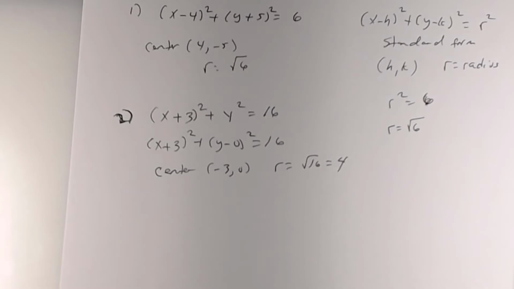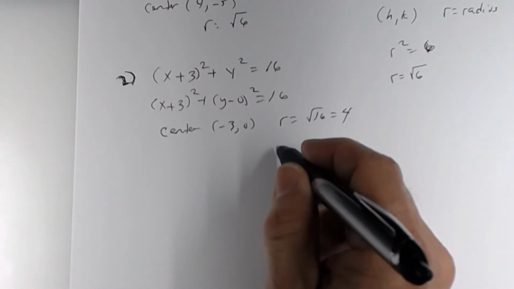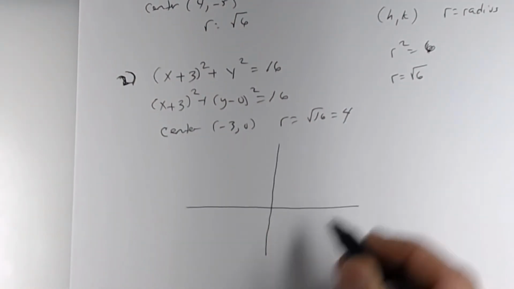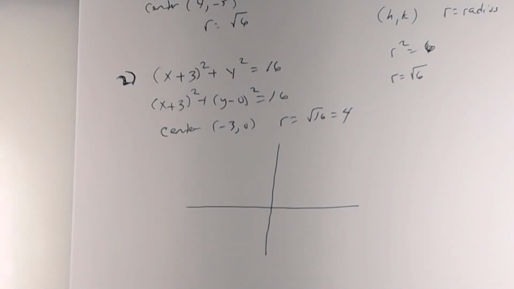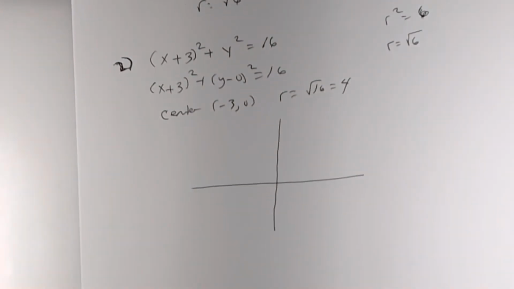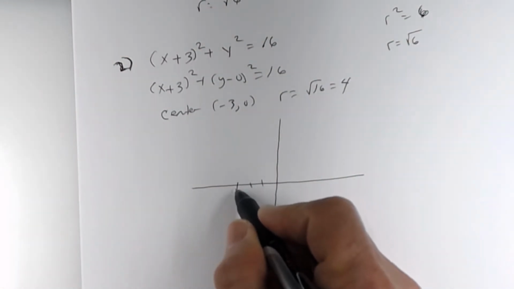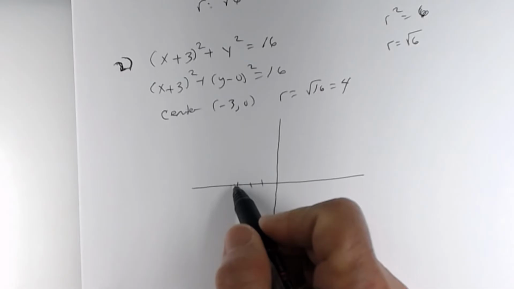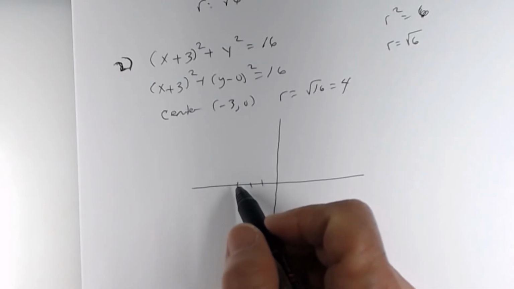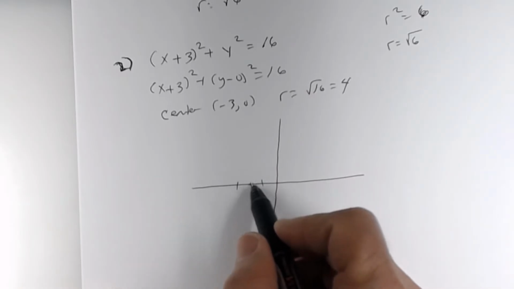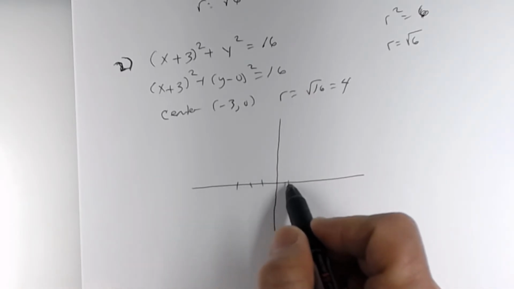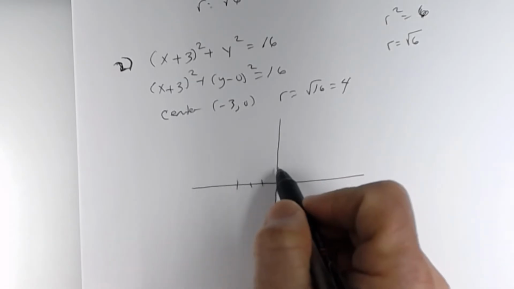So if I were to graph that circle, I need to find the center first. What's the center? (−3, 0). Okay, that's the center. I'm doing it by hand; it's not that bad doing this by hand. Then to graph the circle, I use the radius. What do you notice about the radius? It's 4 units. So I go 4 units to the right: 1, 2, 3, 4. I go 4 units up.